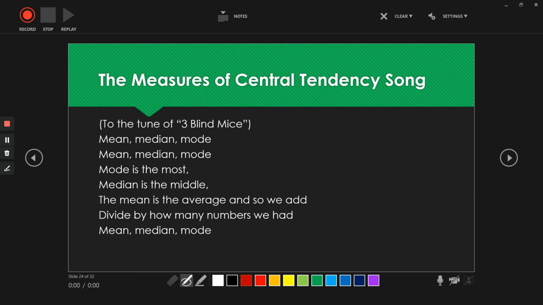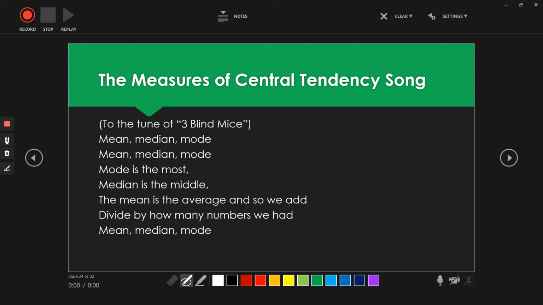All right, so of course I have a song for you. Okay, this is my Measures of Central Tendency song, and it goes to the tune of Three Blind Mice. All right, so I've grabbed my ukulele and I'm going to sing you the Measures of Central Tendency song.